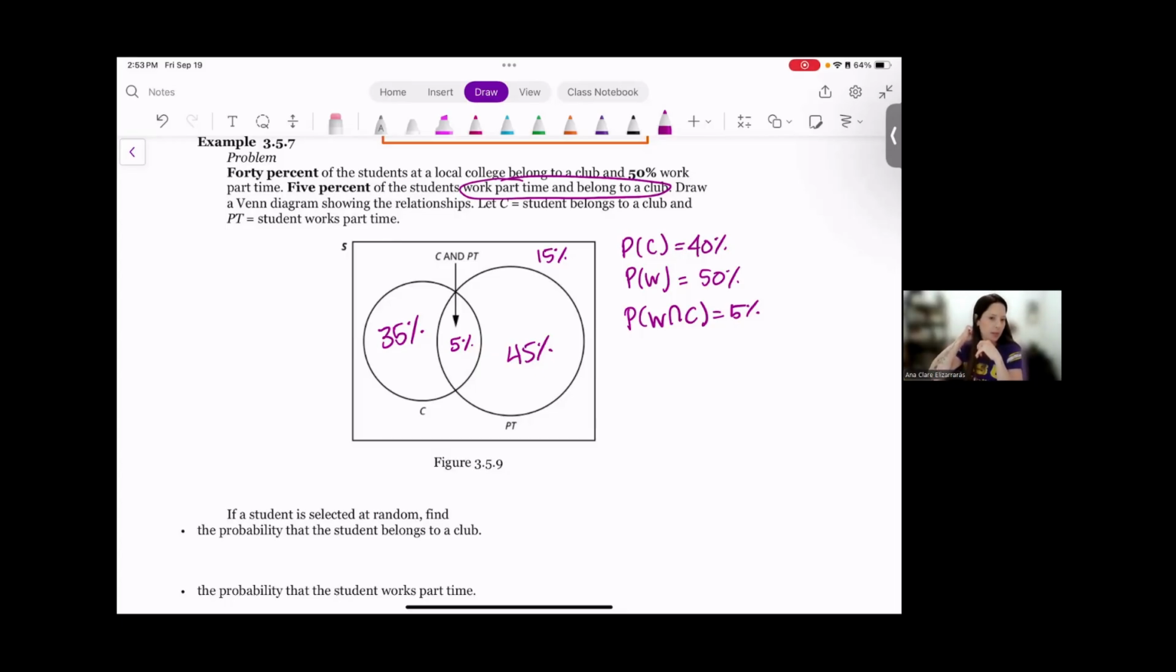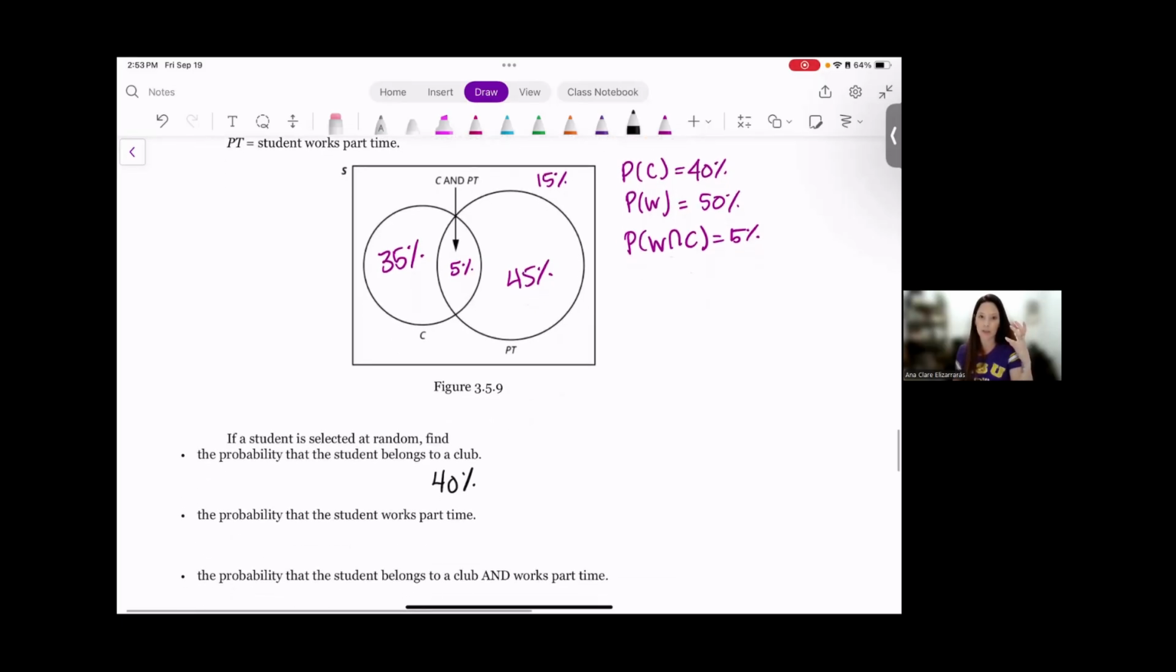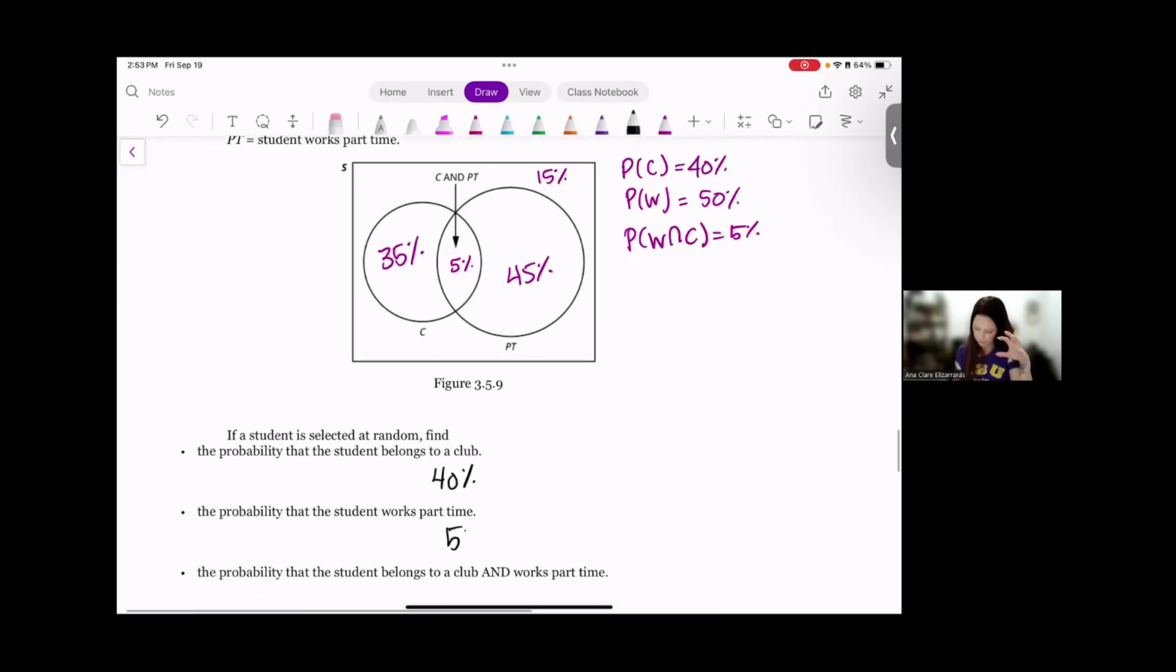If a student is selected at random, find the probability the student belongs to a club. I'm talking a club in general. That was 40%. The probability they work part-time, that was also given. That's 50%. The probability the student belongs to a club and works part-time, that was 5%.